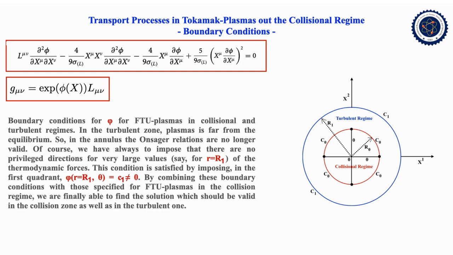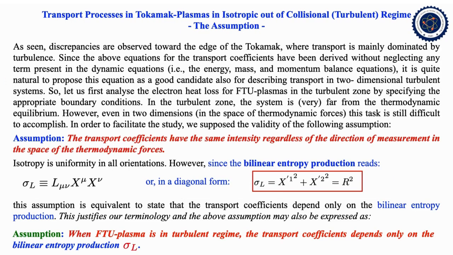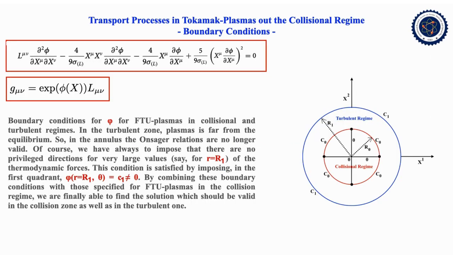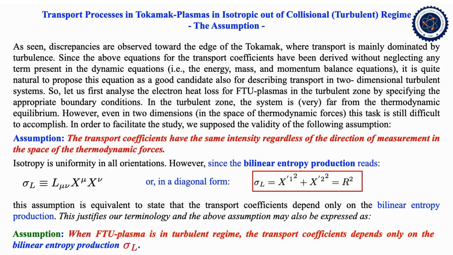are no longer valid. Solving this equation is not easy because we can see the equation is highly nonlinear. But we can make an assumption. We make the assumption that the transport coefficients have the same intensity regardless of the direction in the space of thermodynamic forces. I mean, the transport coefficient depends only on the distance to the origin of the axis, I mean thermodynamic equilibrium, but not on the angle. But this means that this quantity, which we call sigma L, is the quantity that is linked after transformation of coordinates, is exactly equal to the distance to the equilibrium.